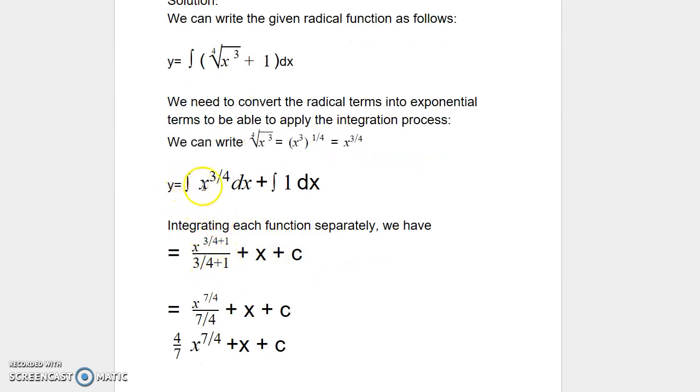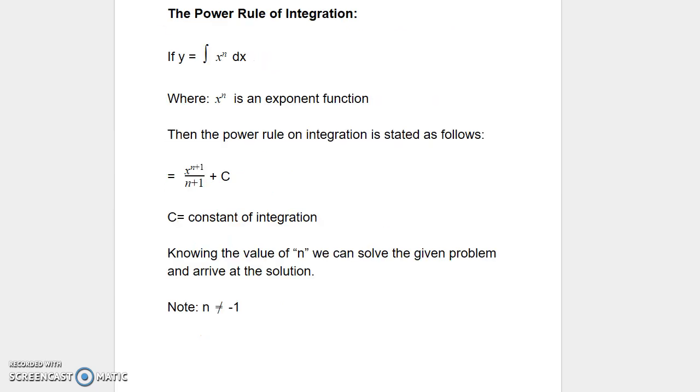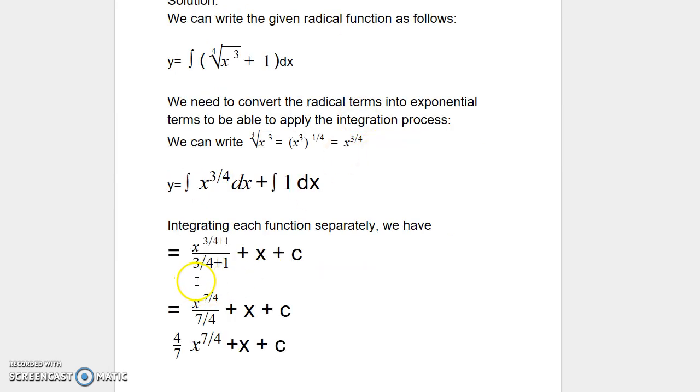In the first term, the integral of x to the power of 3 over 4 dx is very similar to the power rule. Let me bring up the power rule one more time. In the power rule, if we have the integral of x to the power of n, we increase the power by 1, and in the denominator we write the power plus 1. X to the power of n simplifies to x to the power of n plus 1 divided by n plus 1. So let's go back to our example.